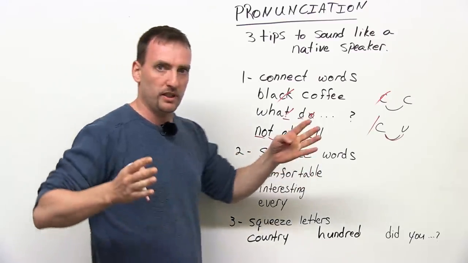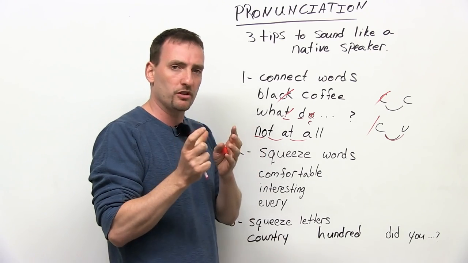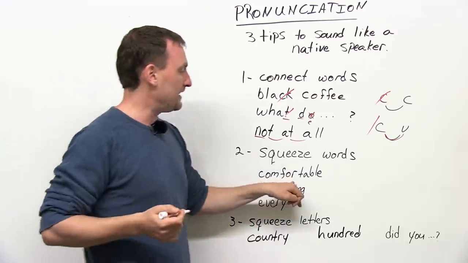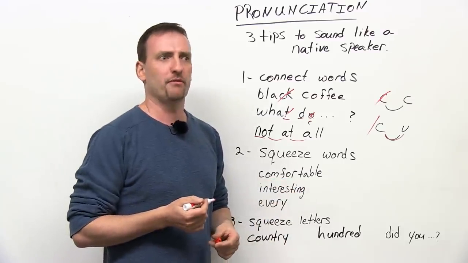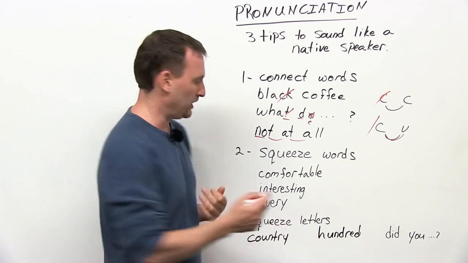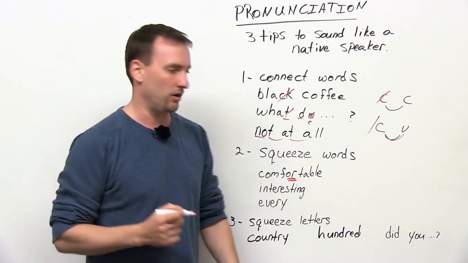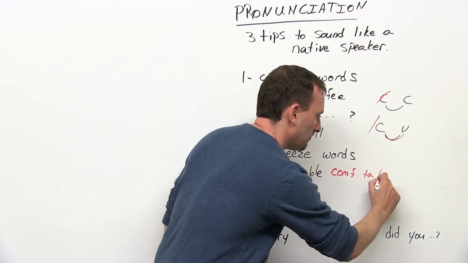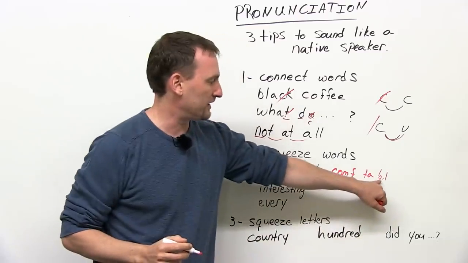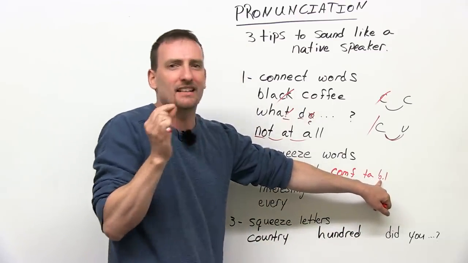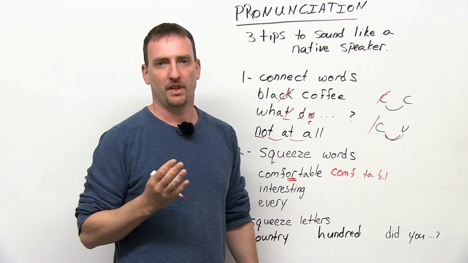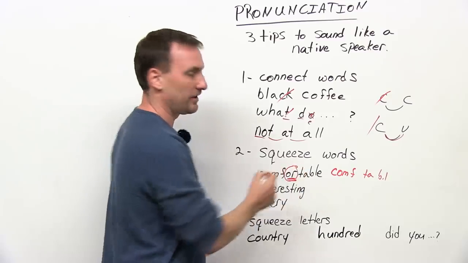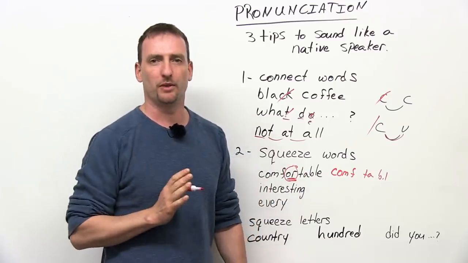Another thing we do is we squeeze some words, okay? Certain words, we don't say all the syllables. We don't even say all the letters. I've heard many students say, comfortable. But native speakers, we don't say this part. We don't say the or. We say comf-ta-bull. And notice the last sound is like a small, tiny little I in there. Comfortable. Okay? We don't pronounce the or. Comfortable. No, don't do that.